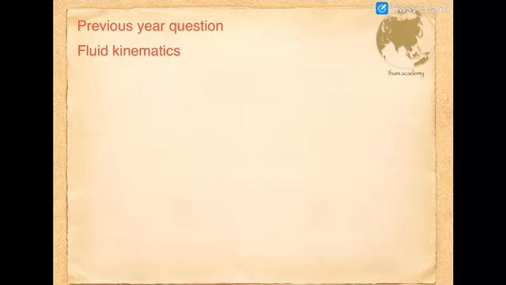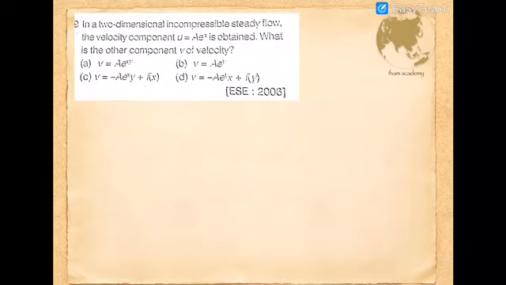Welcome to another section on question discussion of fluid kinematics. So this question was asked in 2006. In a two-dimensional incompressible steady flow, the velocity component u is given by u is equal to a e raised to x. What is the other component v of the velocity?